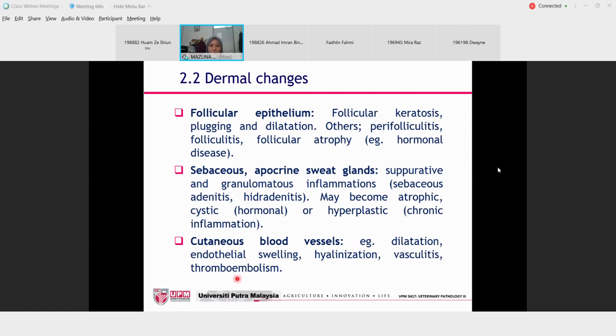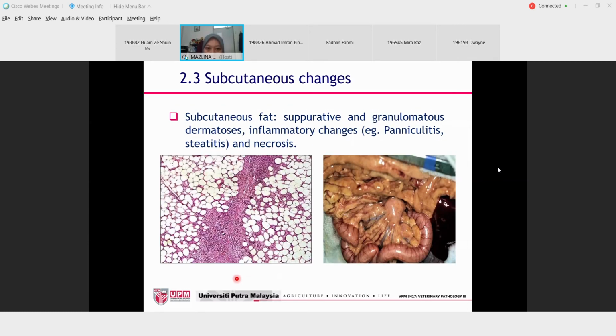So we come to the last layer of the skin, which is the subcutaneous layer. The common lesion that you can see in the subcutaneous layer is panniculitis, inflammation of the adipocytes in the subcutaneous layer, and steatitis. Steatitis means the fat tissue not only under the skin but also in the body, maybe like abdominal fat and so on. So panniculitis can be due maybe to infection.